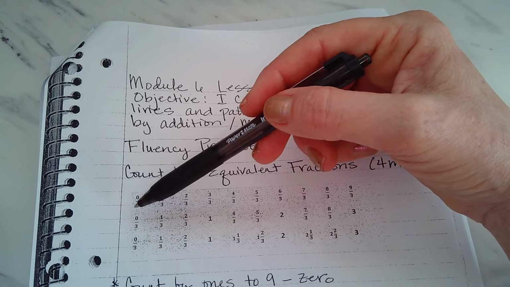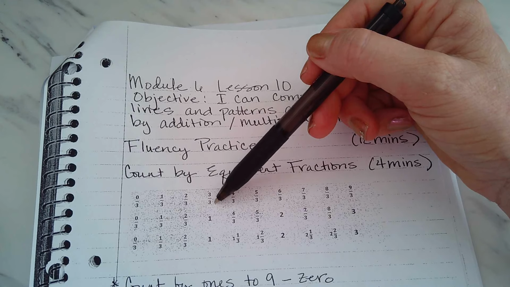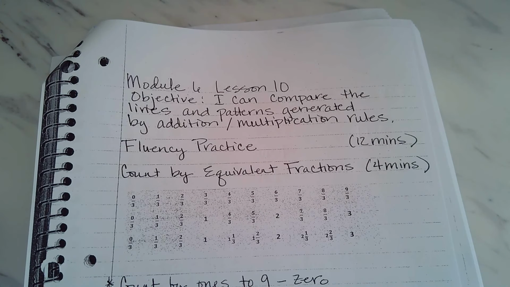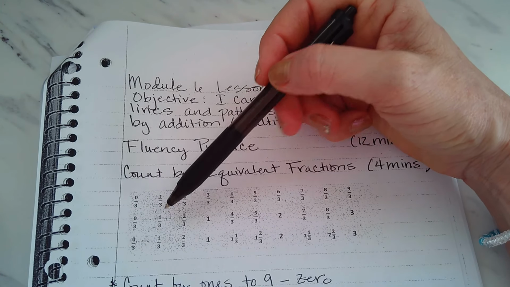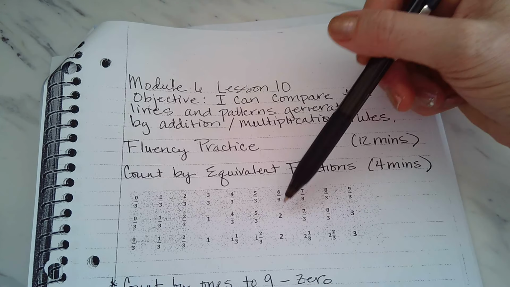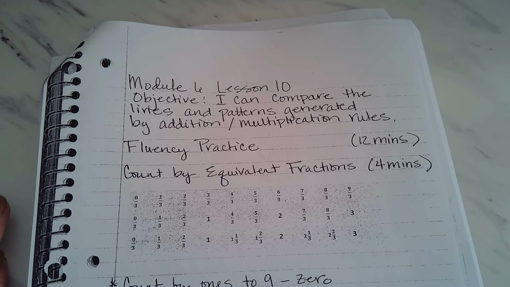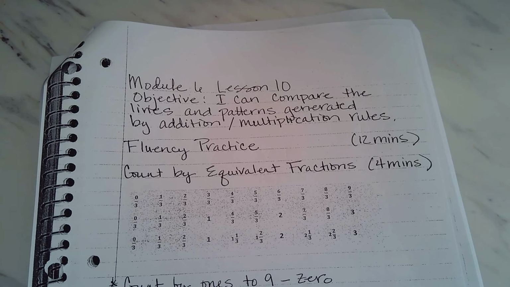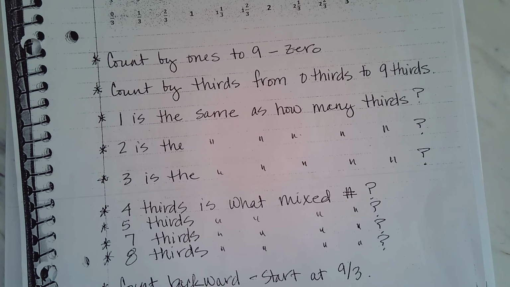Now let's count, and let's change the fractions that would turn into a whole number. Let's count that as a whole number. 0 thirds, 1 third, 2 thirds, 1, 4 thirds, 5 thirds, 2, 7 thirds, 8 thirds, 3. How'd you do? So 1 is the same as how many thirds? Well, 3 thirds, right?